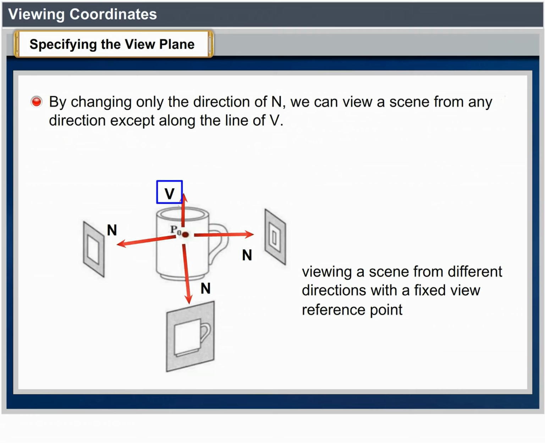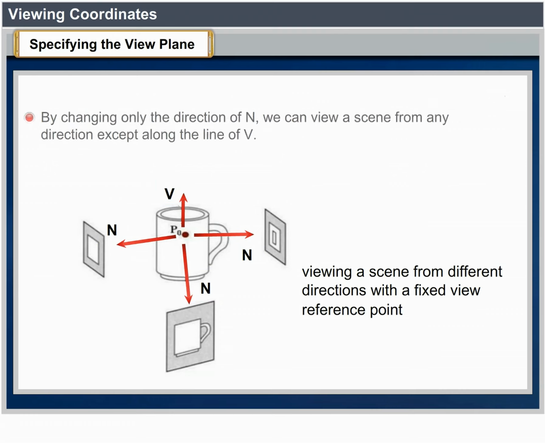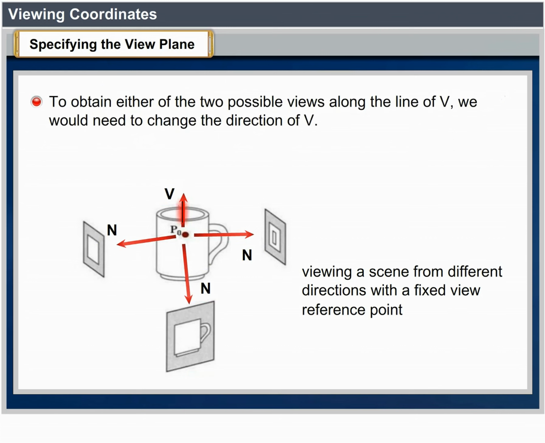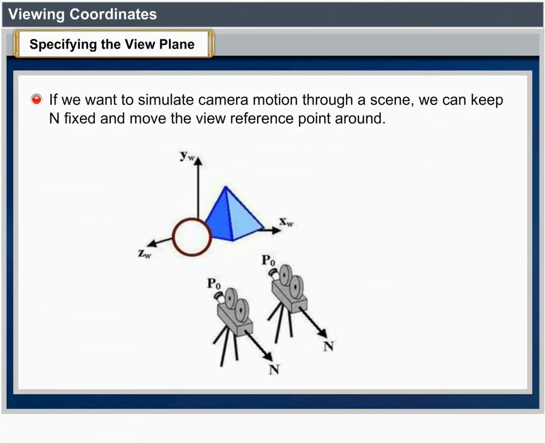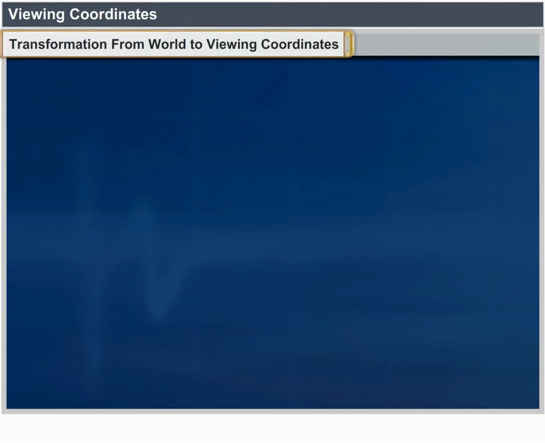v. To obtain either of the two possible views along the line of v, we would need to change the direction of v. If we want to simulate camera motion through a scene, we can keep n fixed and move the view reference point around, as shown in the figure. Transformations from world to viewing coordinates.